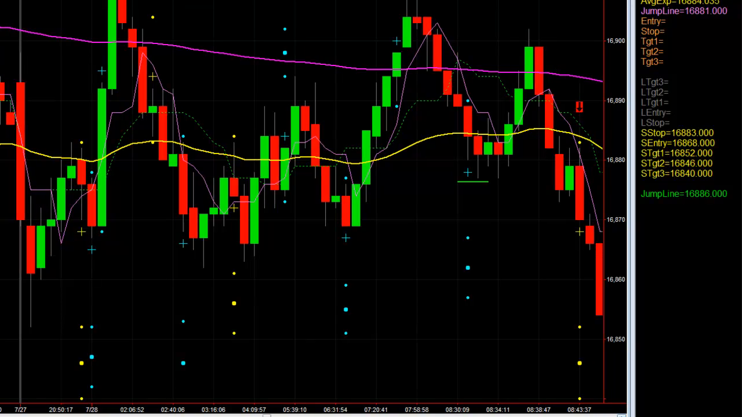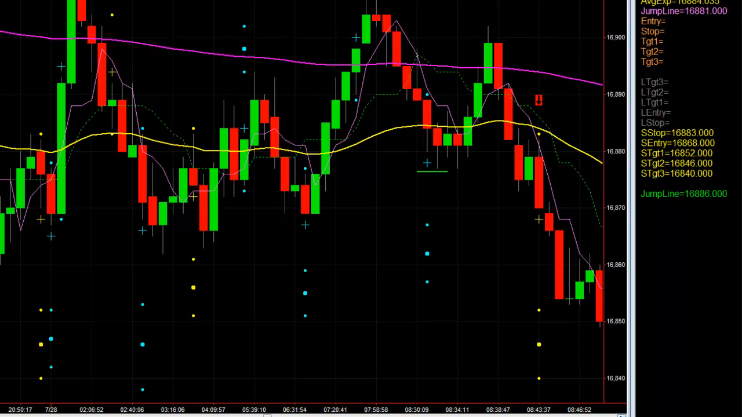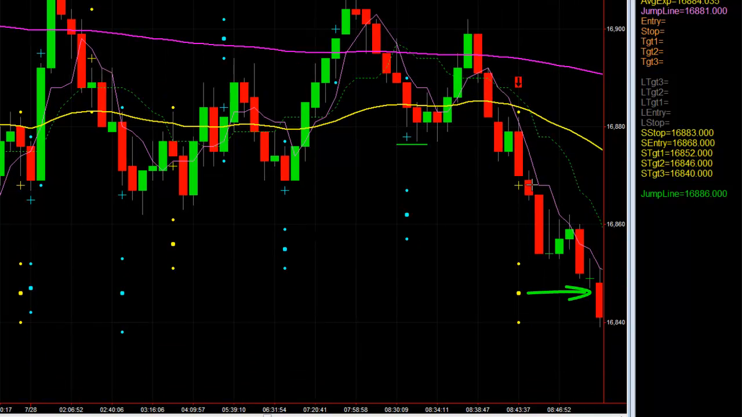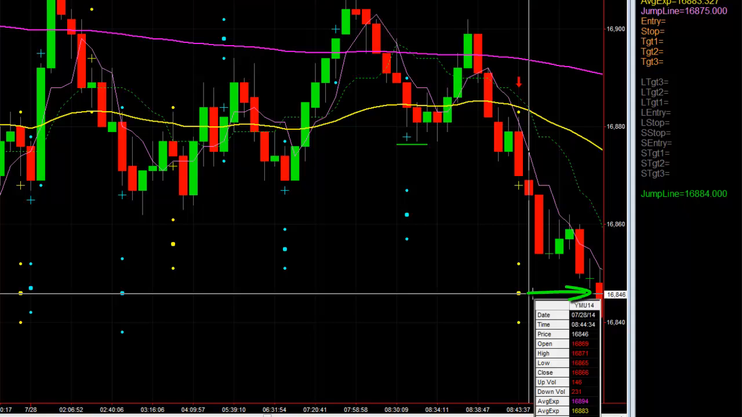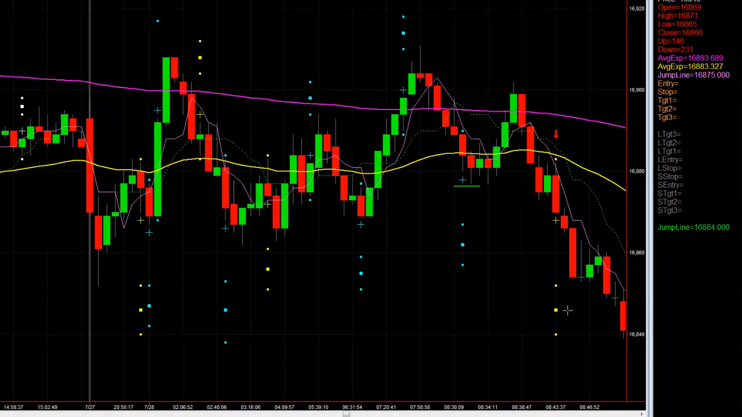And look what happens. It zooms down, retraces in a very healthy way, and then ultimately bangs right on through, hits our target right here, and we're out with 22 points. And that actually is our goal for the session, and we finish the session one and done. We're up 22 points. Now, we could trade Trend Jumper with 2 positions, and in fact we do. And in tomorrow's video, I'm going to show you how we trail a second position.